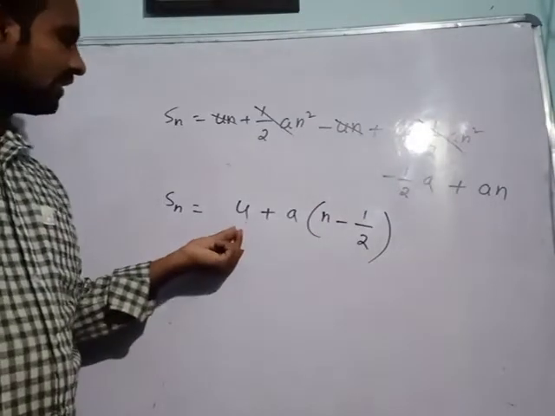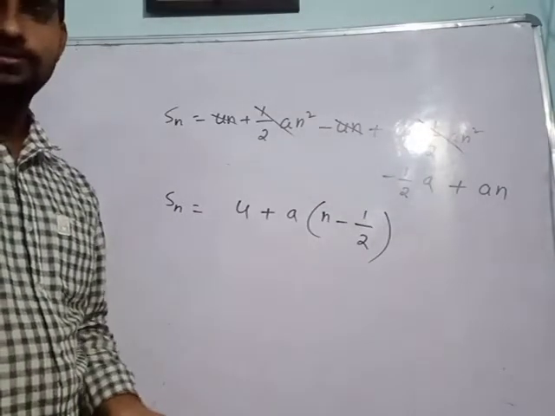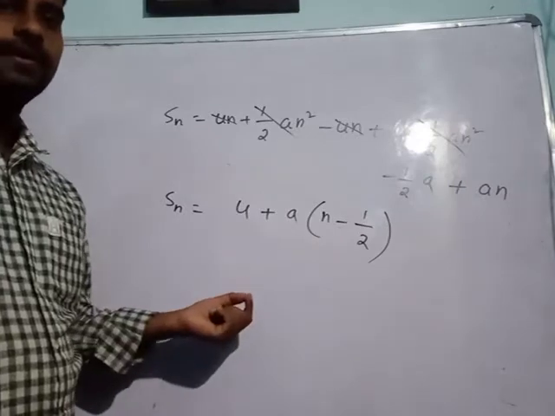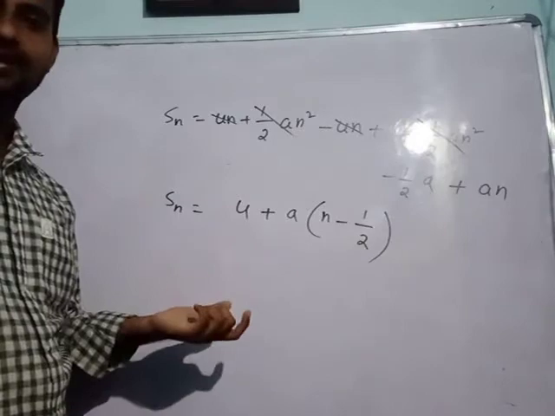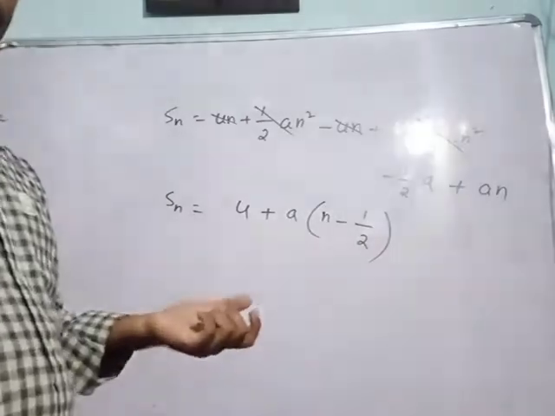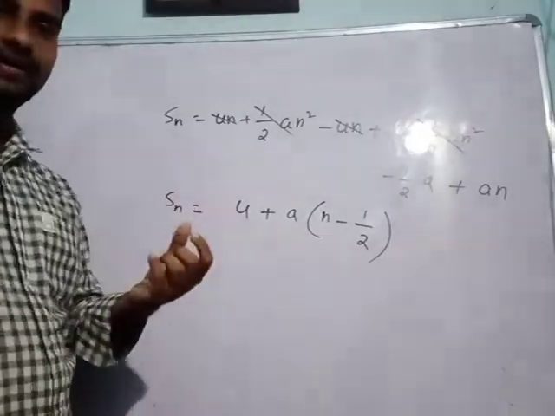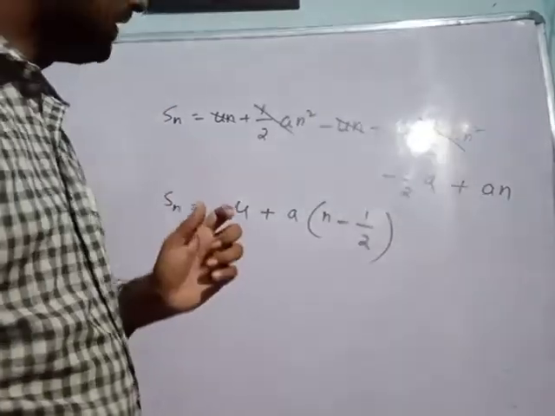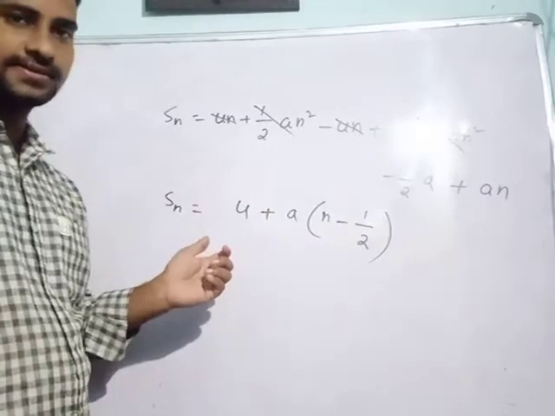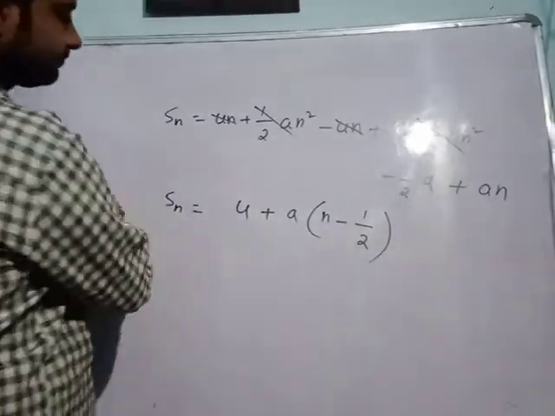This is the given equation. So Sn is equal to u plus a into n minus 1 by 2. So this is the displacement in a particular time, for example, 4th second, 5th second or 20th second. Okay, by using this formula, you have to find any displacement in a particular time. Clear all of you? This is a very important 4 marks question.